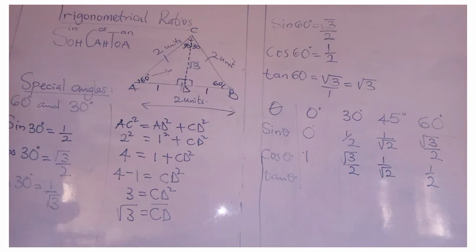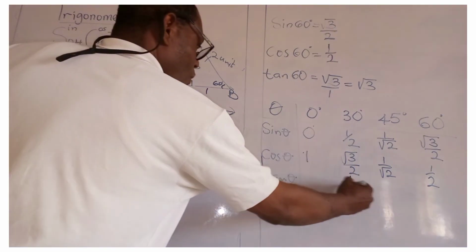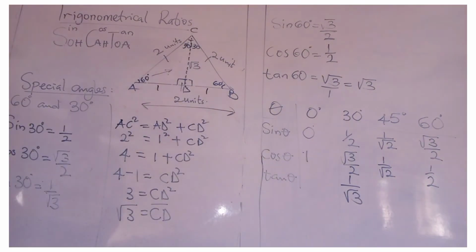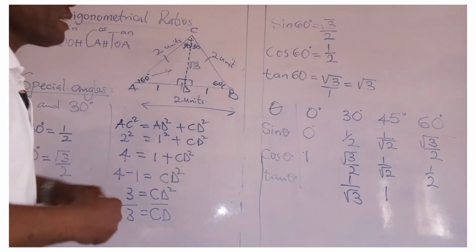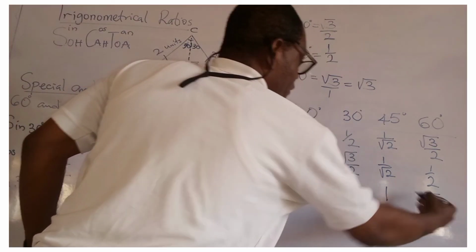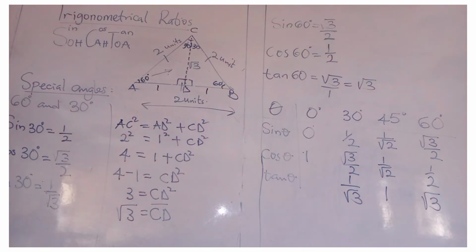Thank you very much. And I remember that for cos 30, we have square root of 3 over 2, and 45 that we have done, which is 1 over square root of 2. Then tan 30, tan 60, we have square root of 3. Your assignment is to find sine 90 degrees, cos 90 degrees and tan 90 degrees.